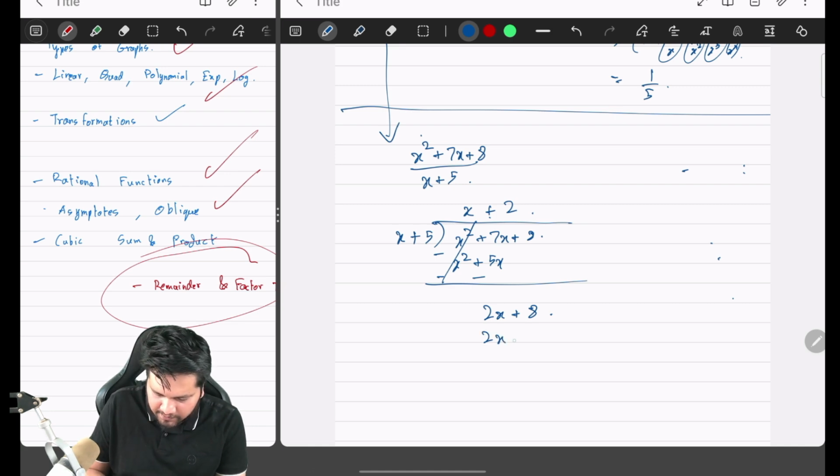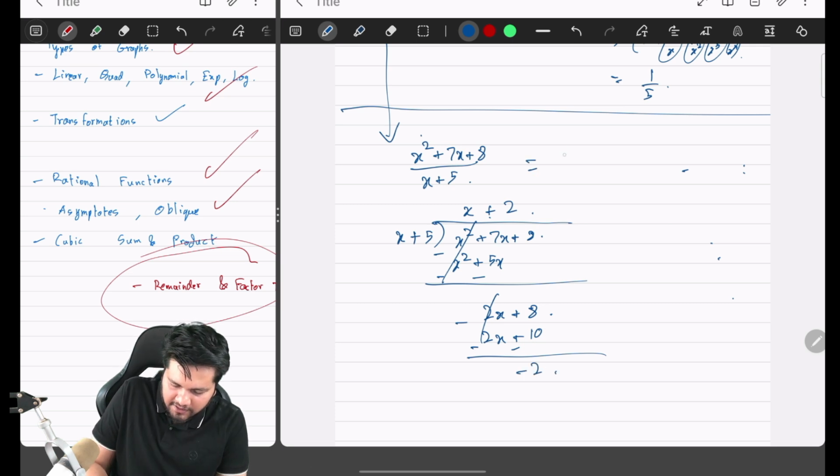Then it's going to be 2x plus 10, which we subtract, and then this is what we get, which is minus 2. So overall this function can be written as quotient x plus 2 plus minus 2 by x plus 5.